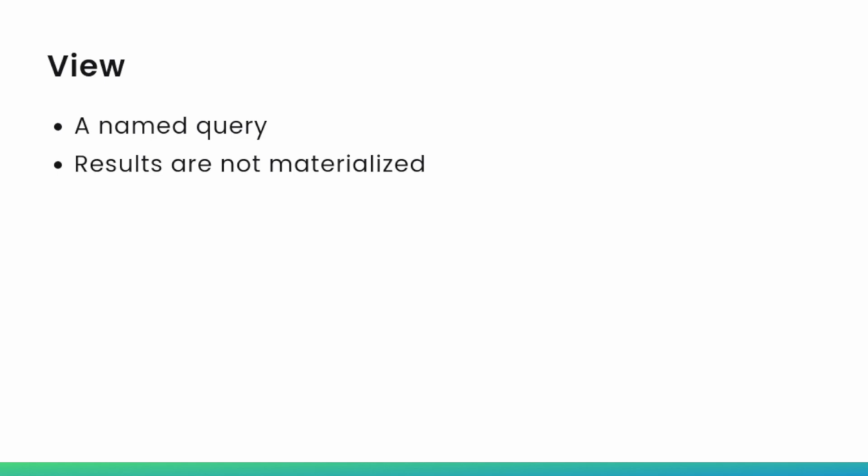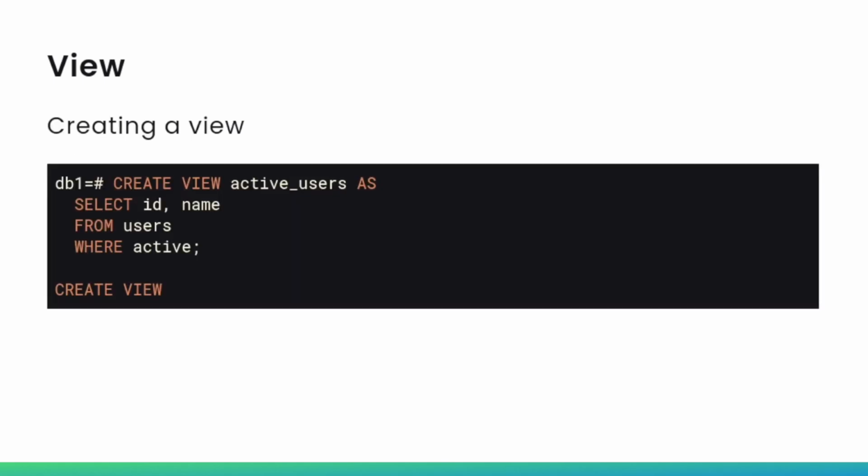So let's talk about views. Views are basically named queries, okay? The important thing to note about views is that the results are not materialized. Every time I access the view, it's identical to just querying the table, okay? So let's create a view using the create view command with the name of the view. In our case, we want to create a view with the IDs and the names of all the active users. So we issue the following command: create view active_users, that's the name of our view, as followed by a query. In this case, select id, name from users where active, okay?